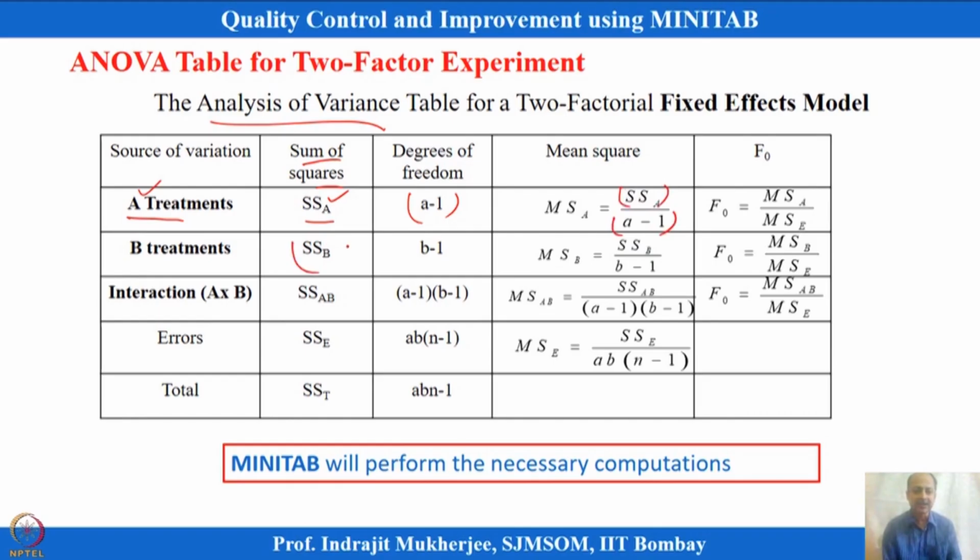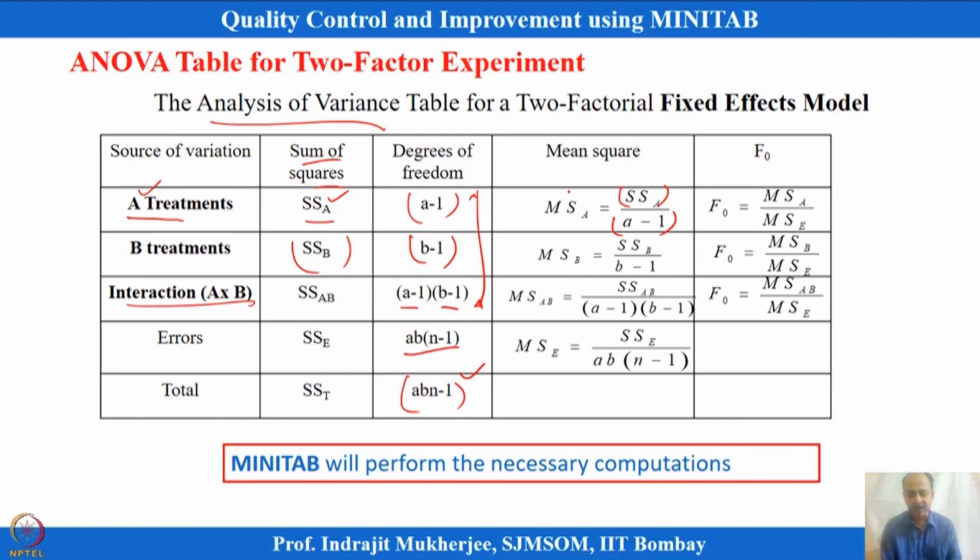And then for B also, which has b levels, b minus 1 is the degree of freedom, and the interaction effect we are talking about, A multiplied by B, is nothing but (a minus 1) multiplied by (b minus 1). The total degree of freedom will be the total number of observations that we have taken minus 1, and then the error degree of freedom is the total minus all of these. So, if we subtract, we will get the formulation ab(n minus 1).